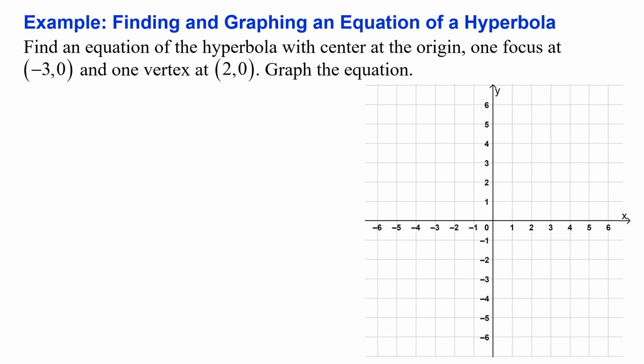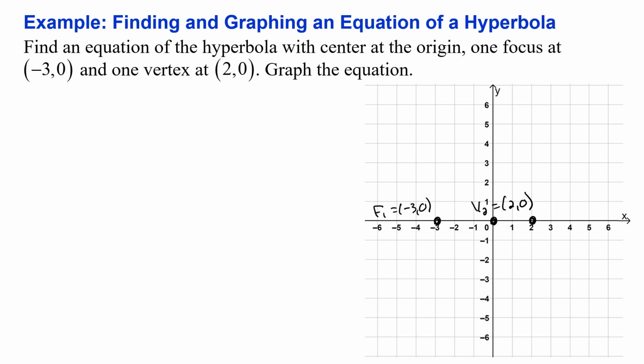And we're told the center is the origin, so let's plot a point at the origin. One focus is at the point negative 3 comma 0. We're going to label this as f sub 1 since it's to the left of the center. We typically label the points chronologically. Next, we will plot the given vertex, which is at the point 2 comma 0. And since this is to the right of the center, we're going to label that as v sub 2.